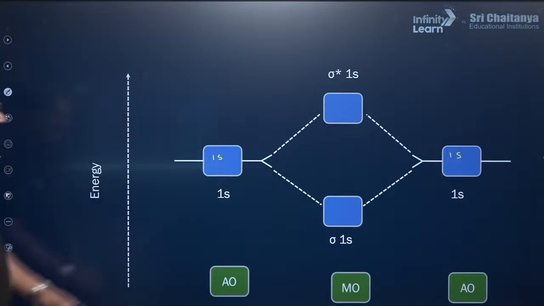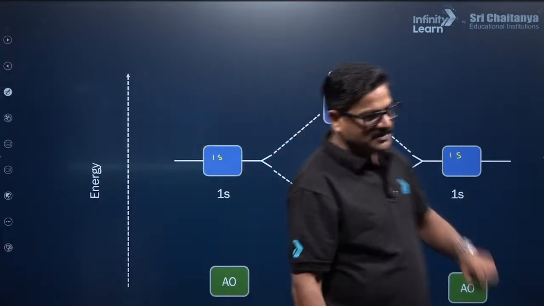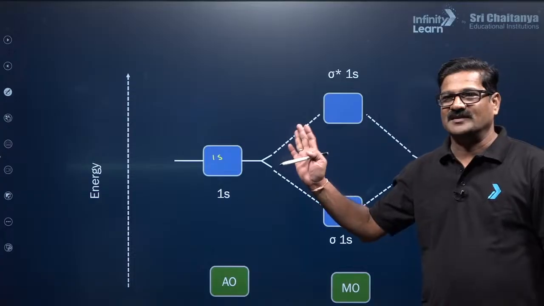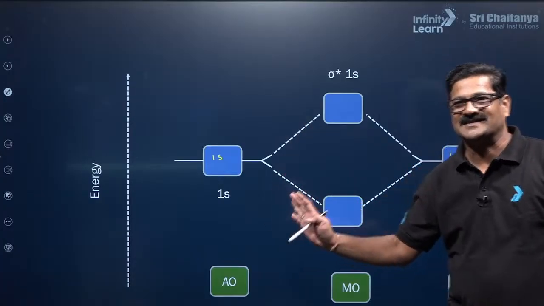Now this is atomic orbital. Atomic orbital gives rise to a molecular orbital.